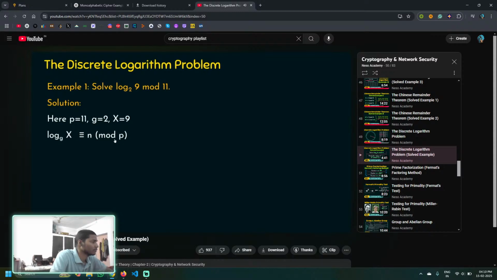Now how to solve these kinds of problems? As I already mentioned, this is the equation that we are going to adopt in order to solve this problem: log to the base g of x is congruent to n mod p. Let's have this x here. Mathematically, if you want to retain x, then x is congruent to g power n mod p, where g acts as the base and n takes the power position.